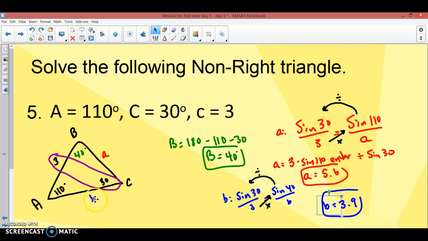And then lastly, we need to find side b, and again, you cannot use the Pythagorean theorem because it's not a right triangle. So I still used the C, so the sine of 30 over 3 equals, since I'm finding side b, I have to use angle B, so the sine of 40 over b. When we cross multiply, it's 3 times the sine of 40, hit enter, and divide by the sine of 30, and we get b to be 3.9.